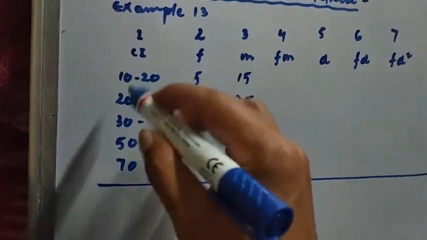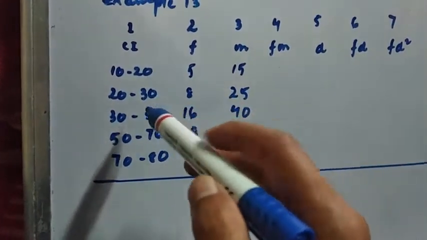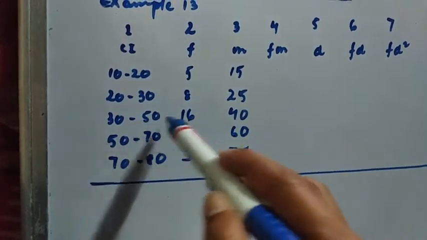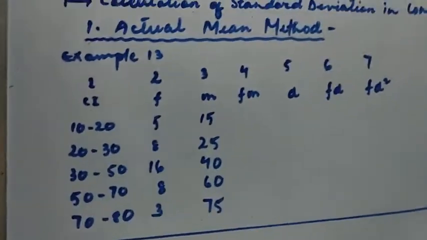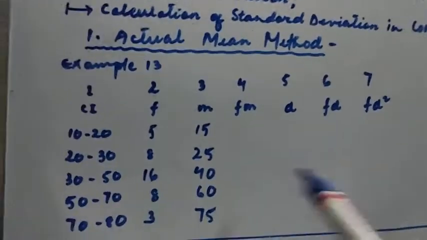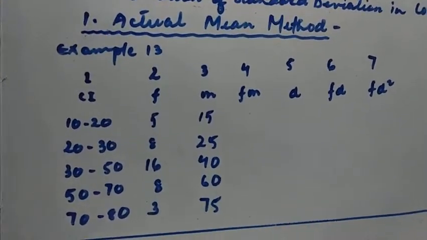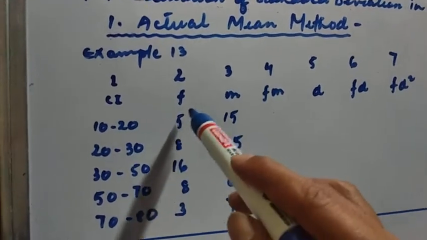These are all unequal classes because the class intervals differ: here it is 10, here it is 20, here it is 20, and again here it is 10. So this is a case of unequal class interval. We have found m, and once you have m, it is easy to find fm.